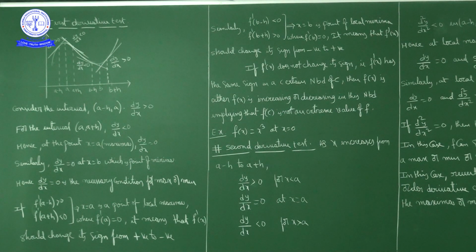The derivative is nothing but the slope of the tangent. If you draw a tangent at a minus h, for example, it looks something like this. The slope of the tangent is positive, so dy by dx is positive. In the interval a minus h to a, dy by dx is positive.